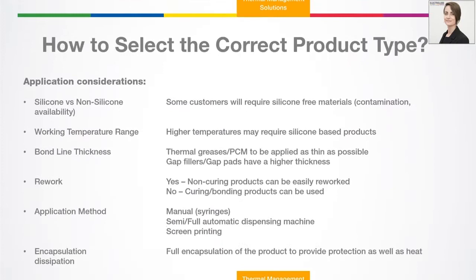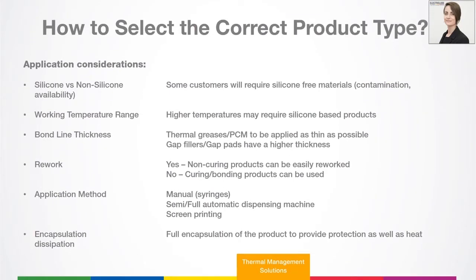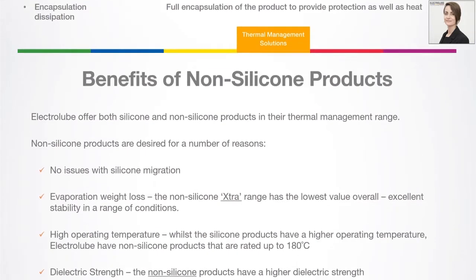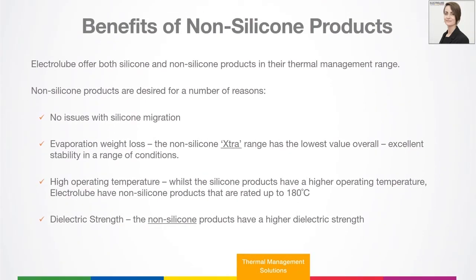So to go into a bit more detail, we're going to have a look at the different application considerations that we have. Silicone versus non-silicone, what that temperature range is that we've just discussed, the bond line thickness, whether you need to rework, how you can apply it, and whether or not you may need full encapsulation to protect from the environment as well. Non-silicone products have been available in the Electrolube range for many, many years now.